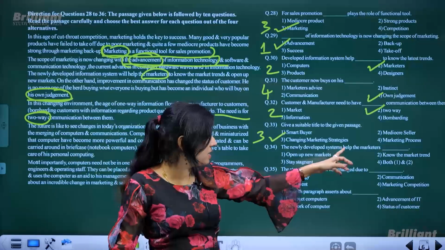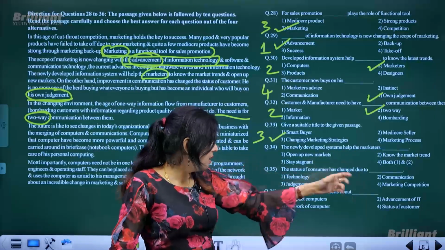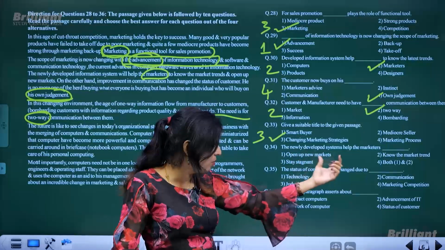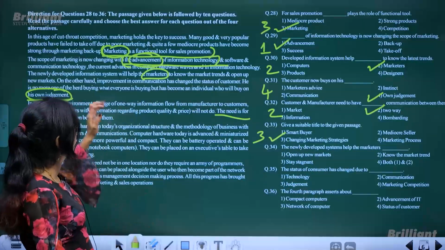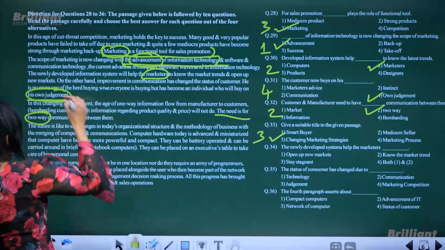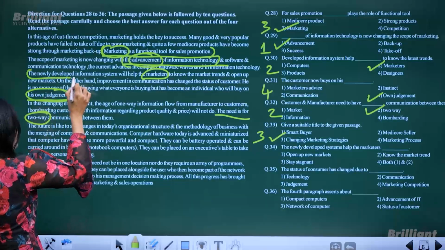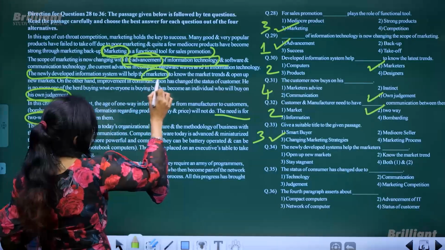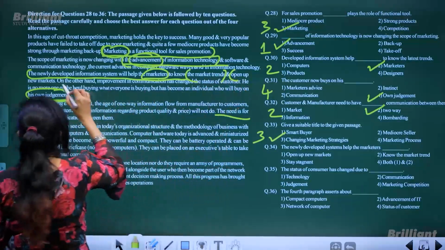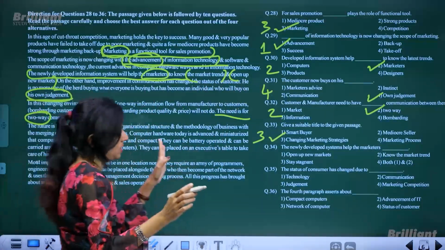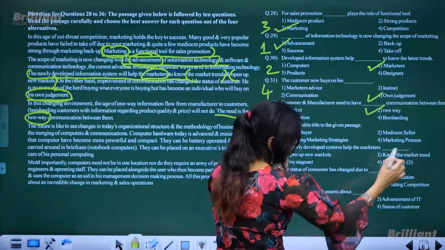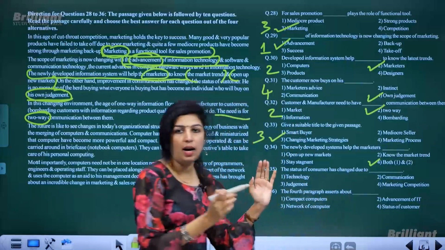The newly developed systems help the marketers dash. Is it to open up new markets, know the market trend, stay stagnant, or both 1 and 2? The newly developed system. Where is that? See this sentence. The newly developed information system will help the marketers to know the market trends and also to open up new markets. Both are possible. Okay, open up new markets and also to know the market trends. So that means option number 4, where both are included.